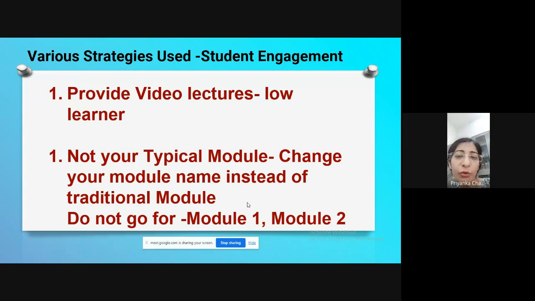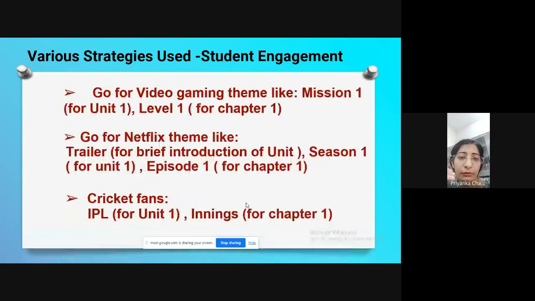So instead of writing module 1 or unit 1, we need to change the mindset of the students. Instead of writing module, we can use term. Like in a video game theme, there is a mission. So mission one, mission two, level two. Next, we can use this Netflix theme to make them involved in fun activities. Instead of unit one, we can use season one. Instead of chapter one, we can use episode one. Those who are cricket lovers, we can use IPL one, inning one, right?